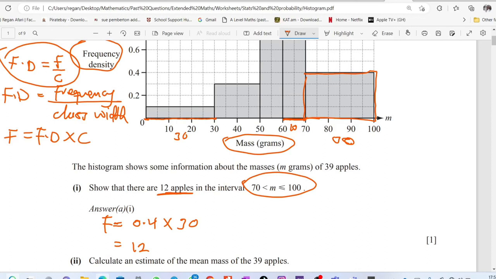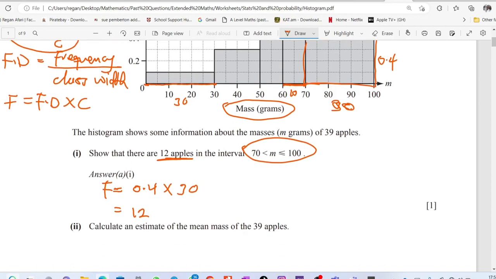Now, if you wanted to use the area, you could have just found this to be 30. And this is 0.4. So you just do length times breadth. That will also bring you back to the 12. So it doesn't matter which one really makes sense to you because in both cases, you should get the same answer. All right. Now, they want you to find the mean of these 39 apples.